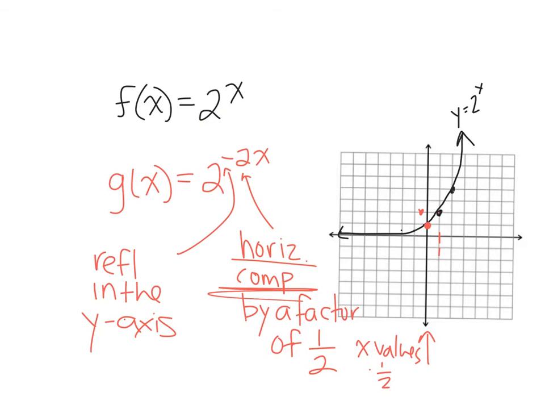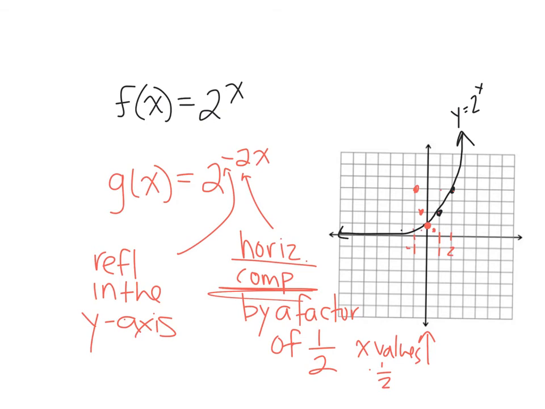Okay, then I look at this value right here, and it's got an x value of 2. So if I multiply 2 by 1/2, I get 1. And then I want to put that on the other side of the y-axis, so here I am at negative 1. And then let's look at this guy over here. My x value is negative 1 here. So if I multiply that by 1/2, it's going to be at negative 1/2, and I want to put that on the other side of the y-axis. It's going to be right here.